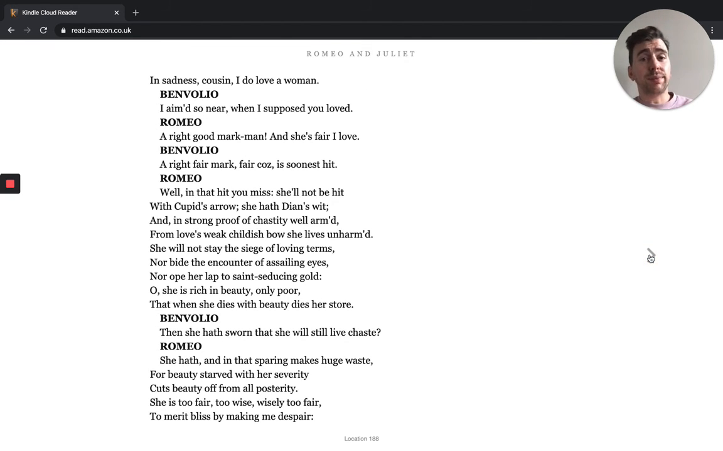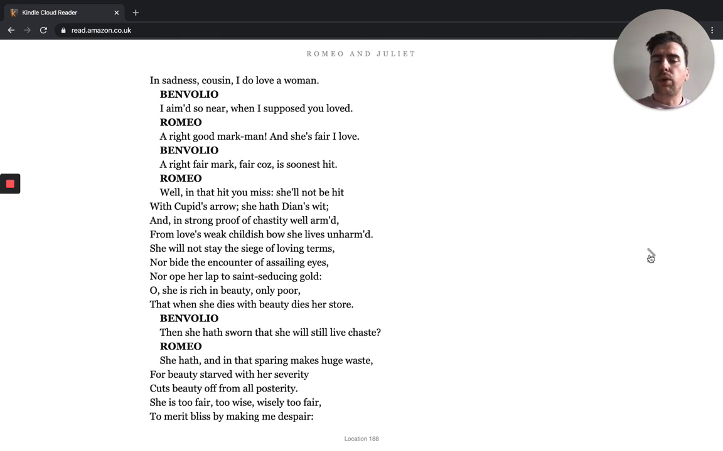In sadness, cousin, I do love a woman. I aimed so near when I supposed you loved. A right good markman. And she's fair I love. A right fair mark, fair coz, is soonest hit. Well, in that hit you miss. She'll not be hit with Cupid's arrow; she hath Dian's wit, and in strong proof of chastity well armed, from love's weak childish bow she lives uncharmed. She will not stay the siege of loving terms, nor bide the encounter of assailing eyes, nor ope her lap to saint-seducing gold. O, she is rich in beauty, only poor that when she dies with beauty dies her store.